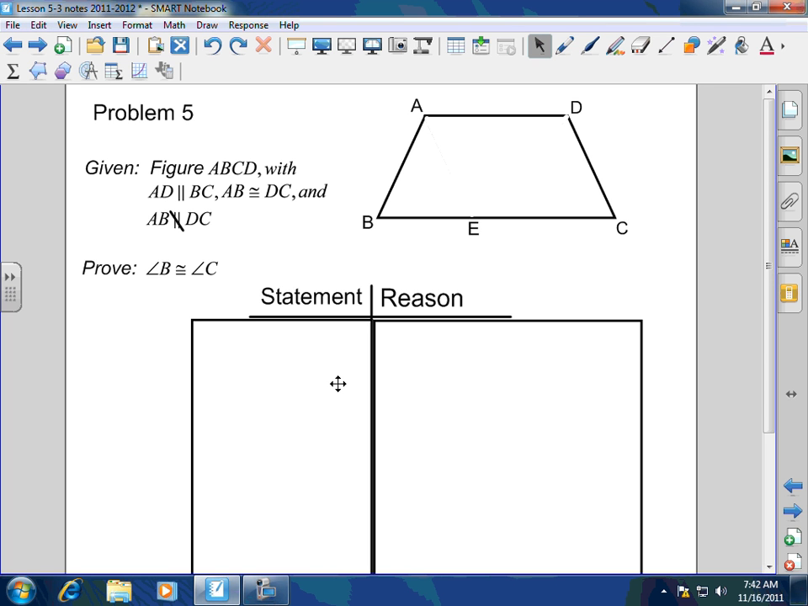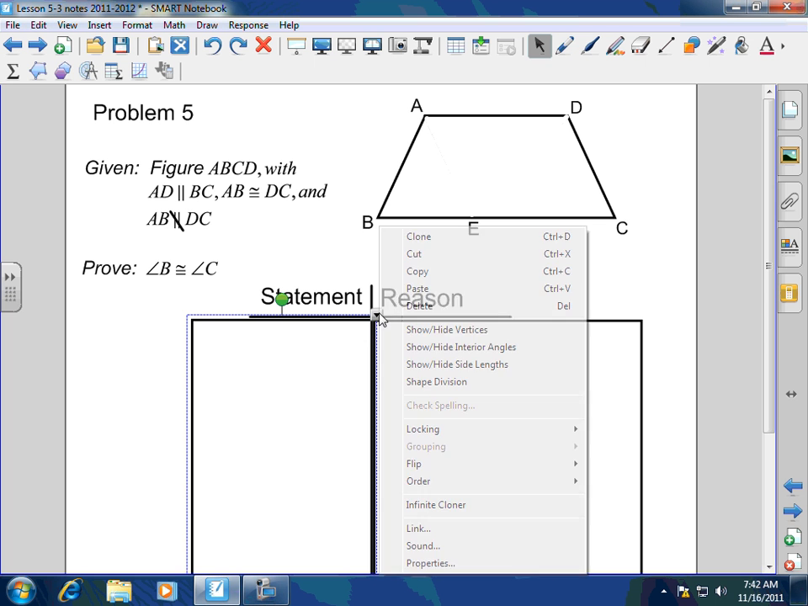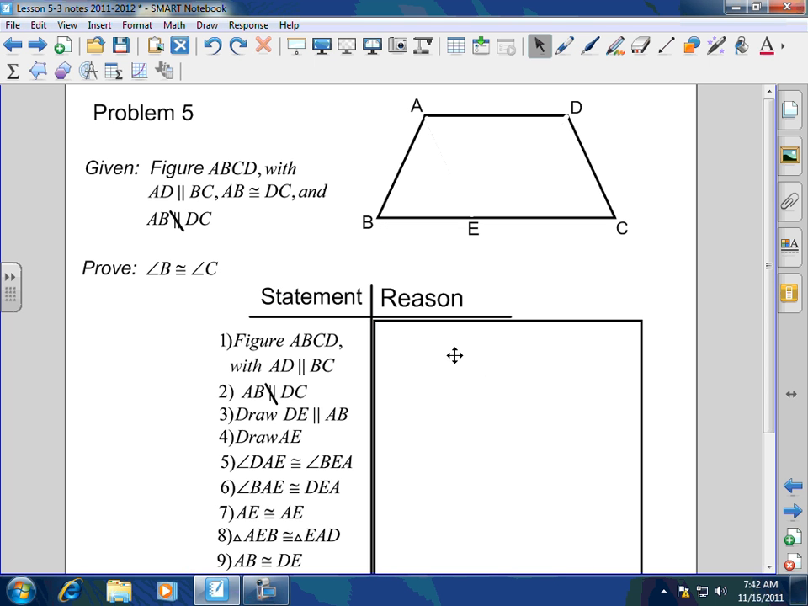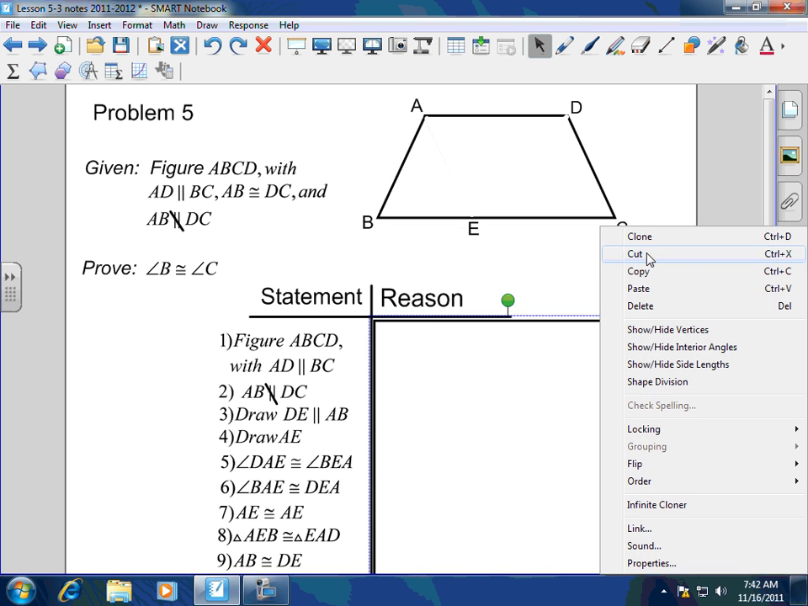Now, the thing is that I'm running out of time. So I'm going to go ahead and show you this proof and walk you through it, but I don't really have time to go one by one. All right, guys. So let me just go ahead and cut these out here.